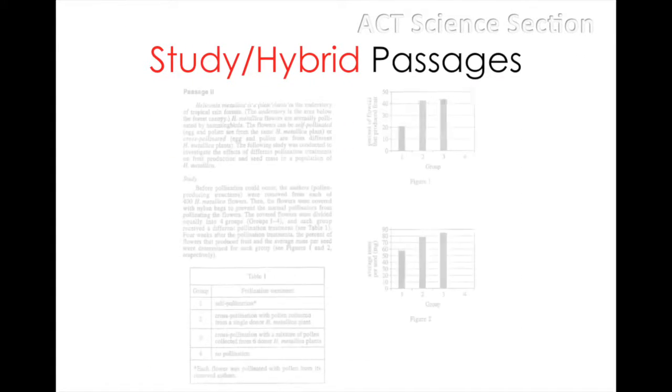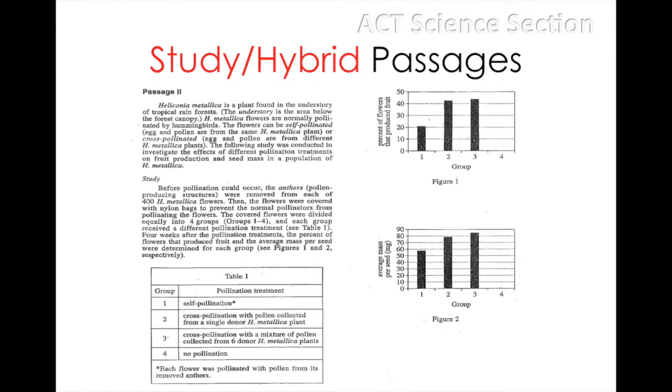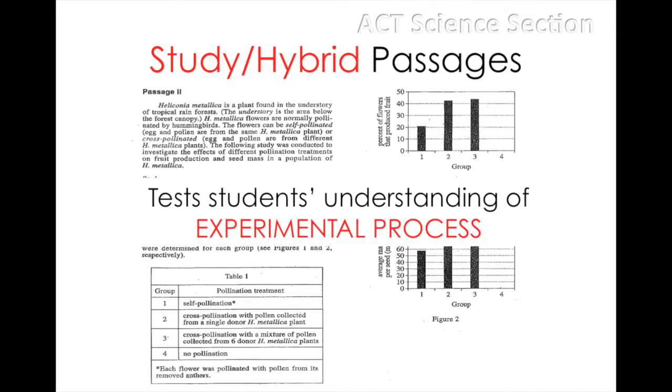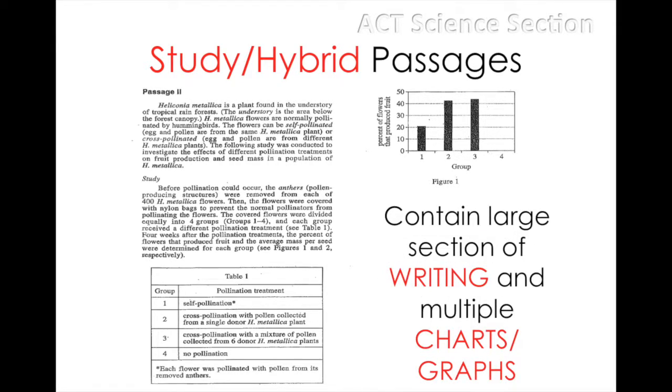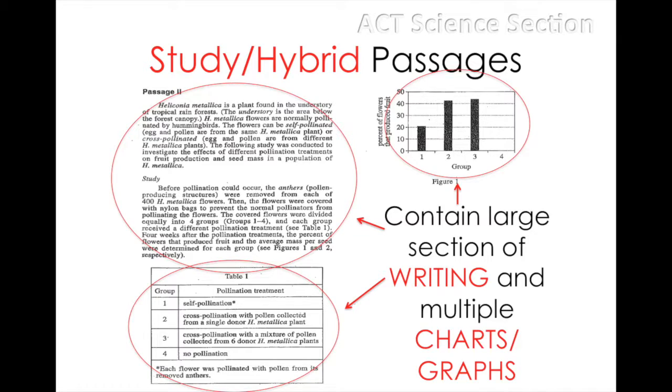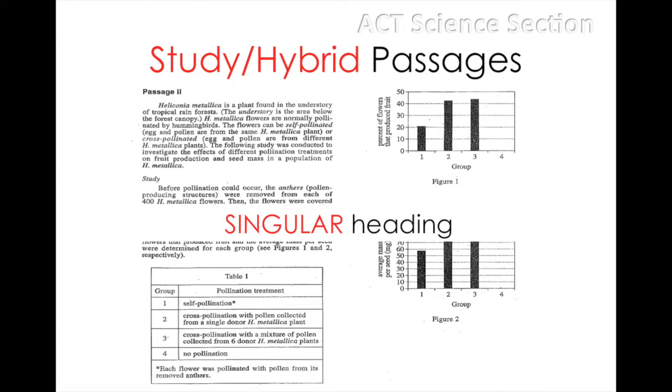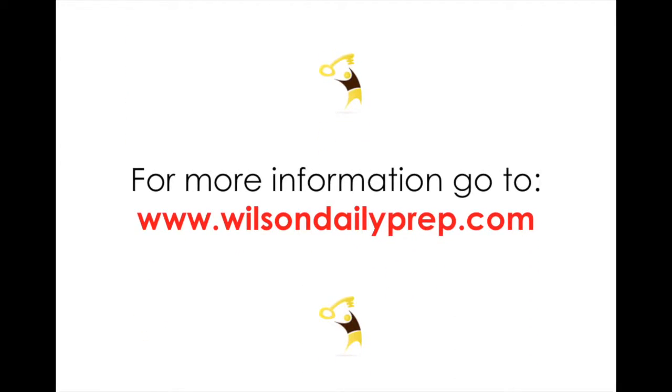The last type of passage, study/hybrid, is the least common type of passage. The main goal of this passage is to test students' understanding of the experimental process, how and why an experiment is set up the way it is. When viewing a study/hybrid passage, you'll notice a large section of writing as well as multiple charts or graphs. There may be a singular heading labeled study, but it will be the only study of the passage, differing from the experimental passages. That was everything you need to know about how to view the science section of the ACT.